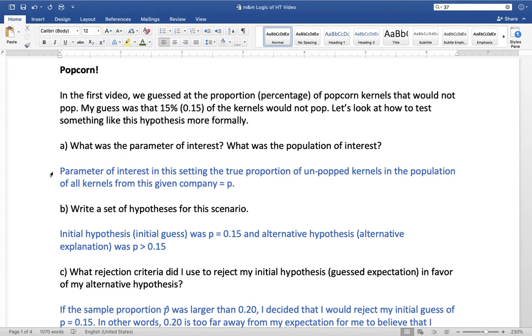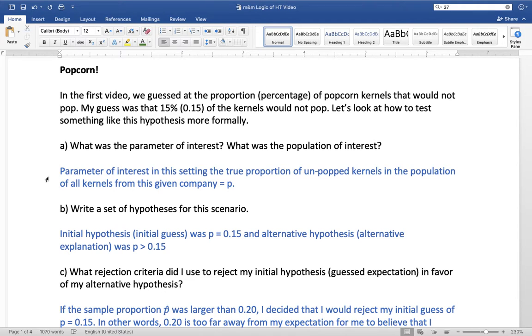Our parameter of interest was the true proportion of unpopped kernels in this population of all kernels from this given company. I had a specific company, the popcorn I was using, and really I was interested in what proportion of all of those kernels would remain unpopped. We denote that by P, that's P without the hat. P stands for the population proportion of unpopped kernels for this company.